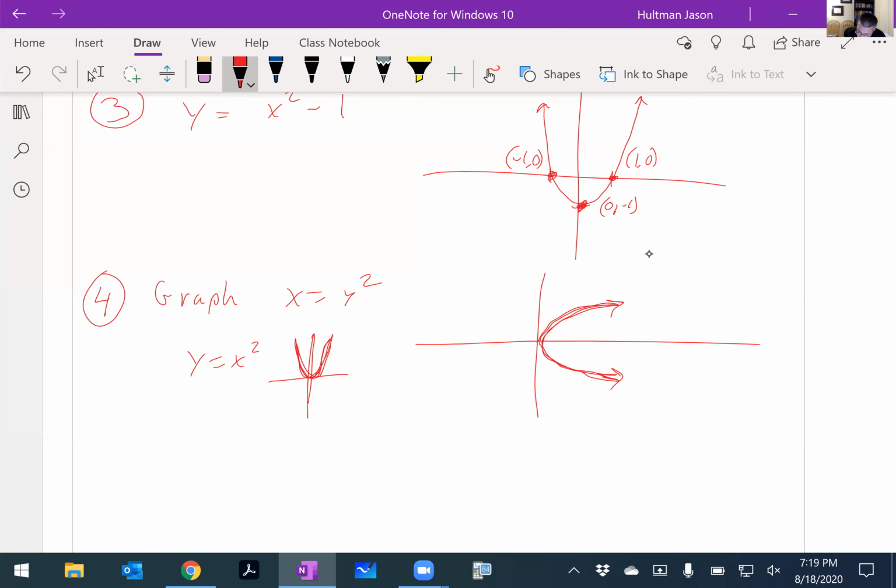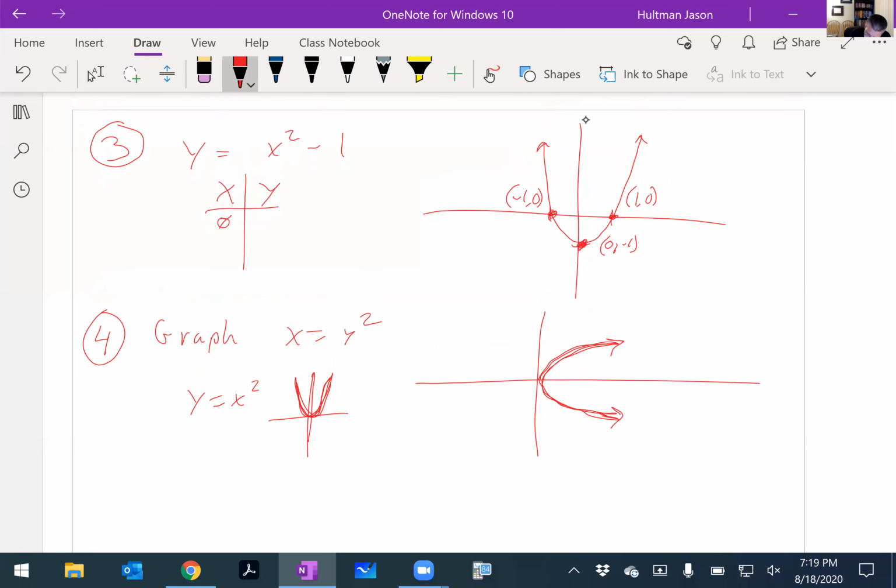Can you show us how you would write a table for number 3? Sure, absolutely. I would go like this, x, y. I would plug in 0. And so what do you get when you square 0 and then minus 1?